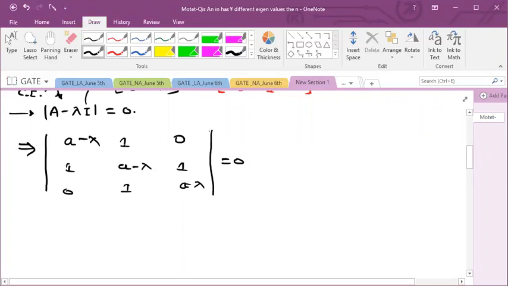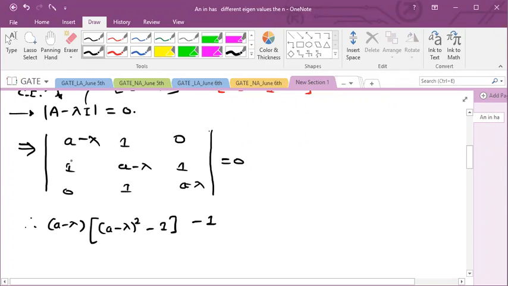So you can solve it from any row or column. Therefore, if I'm solving it from the first row, with a minus lambda, I'll have here (a minus lambda) whole square minus 1. Then it is minus 1. I will hide its row and column. So it will be 1 into (a minus lambda) minus 0 equal to 0.